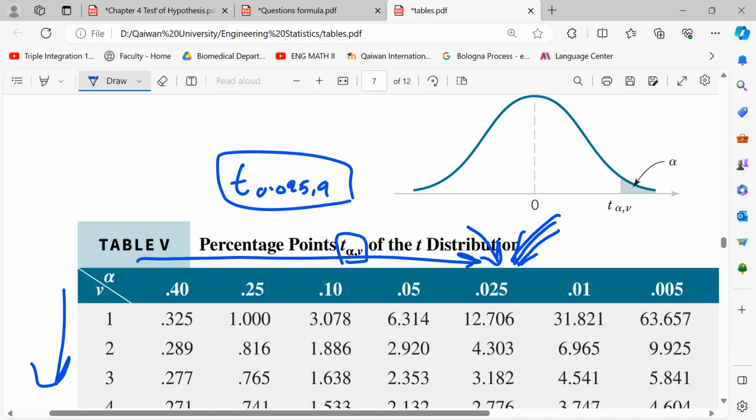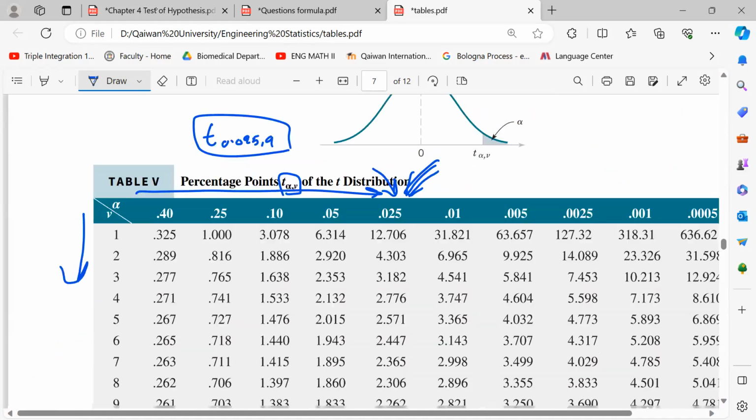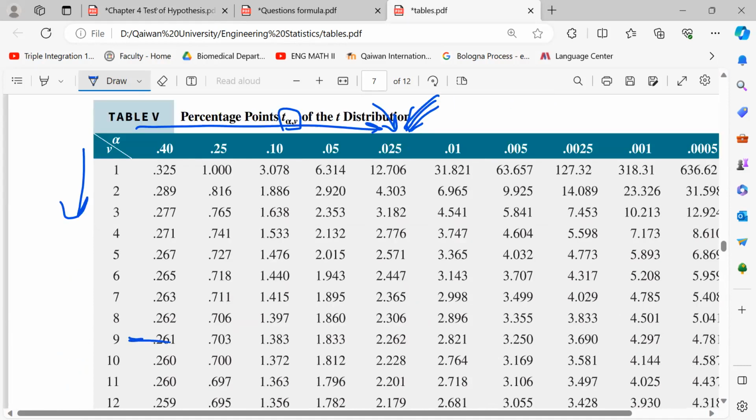It's 0.025. Then vertically, we look for 9. This is 9. This is 0.025 and 9. And this is the t of alpha over 2 and n minus 1. It's step 4. In step 4, we always use the tables. The significance level is always given.